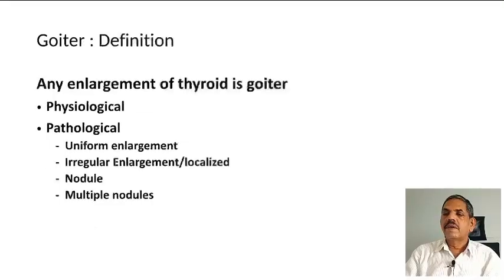Any enlargement of thyroid is called goiter. There are physiological and pathological causes for goiter. Pathologically, there can be uniform enlargement of thyroid, but there can be localized or irregular enlargement of thyroid. There can be a thyroid nodule. There can be even multiple nodules there in the thyroid, what is called multinodular goiter.